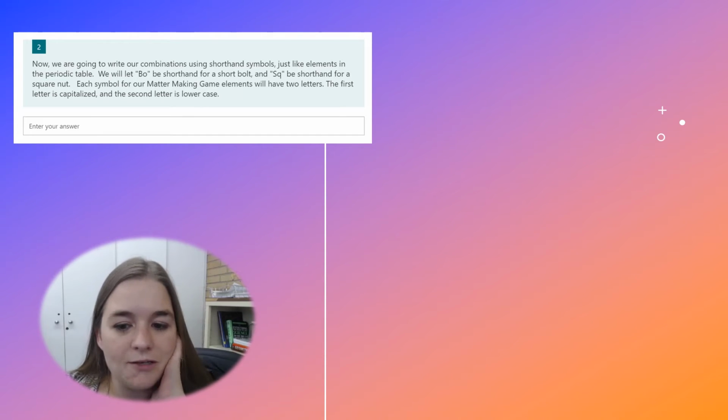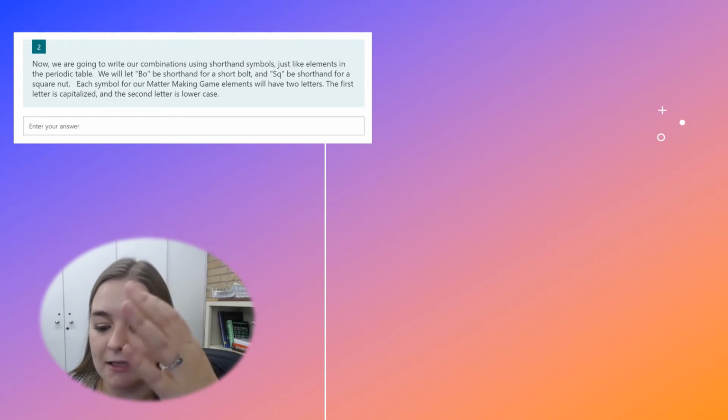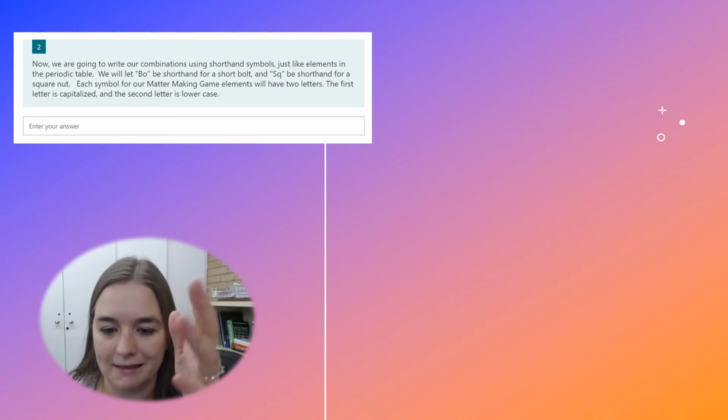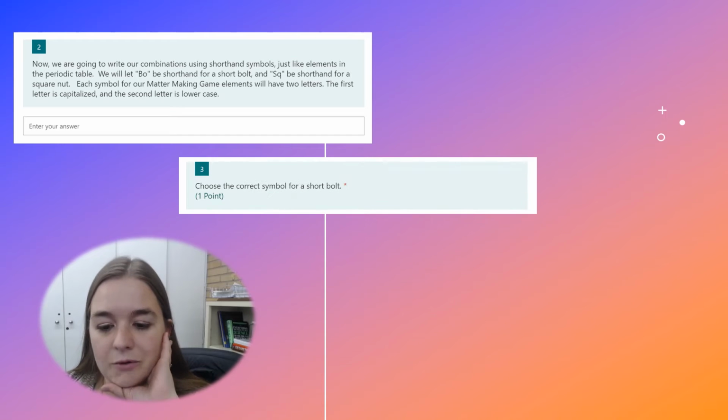So now we are going to write our combinations using shorthand symbols, just like elements in the periodic table. We will let Bo, capital B, lowercase o, be shorthand for a short bolt, and capital S, lowercase q, be shorthand for a square nut. Each symbol for our matter-making game elements will have 2 letters. The first letter is capitalized and the second letter is lowercase. So there's nothing you need to type into that box there. But what we're doing now is coming up with that shorthand. Just like we had element names and symbols, now we have our element names, short bolt, square nut, and our symbols to represent them.